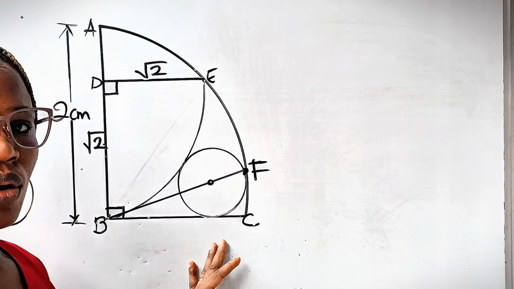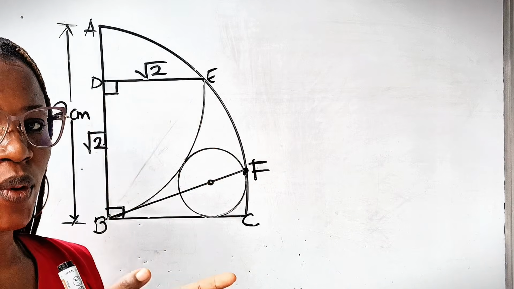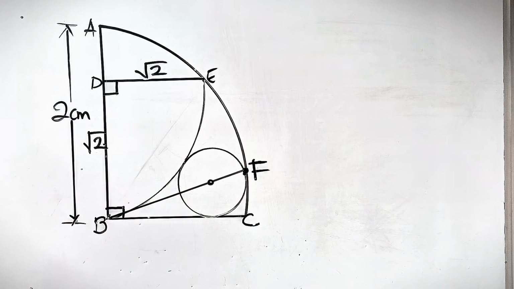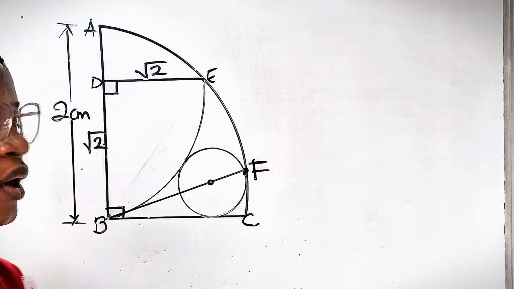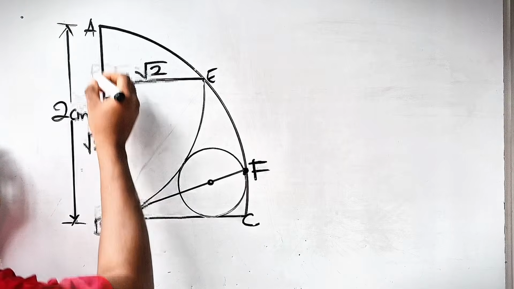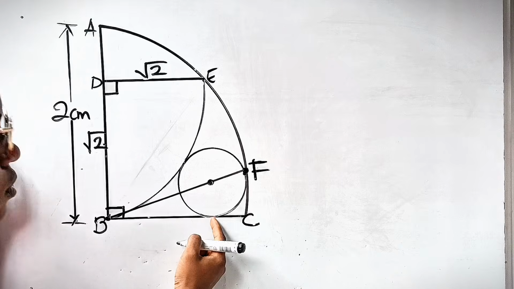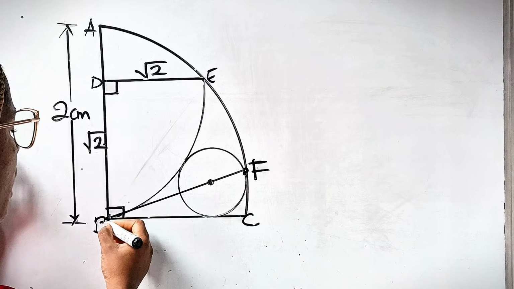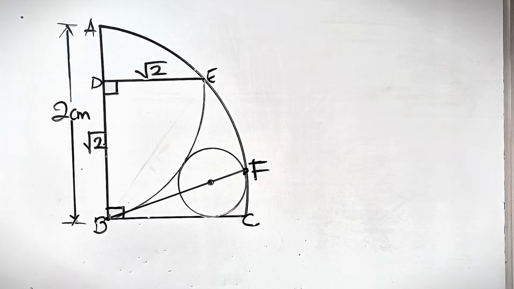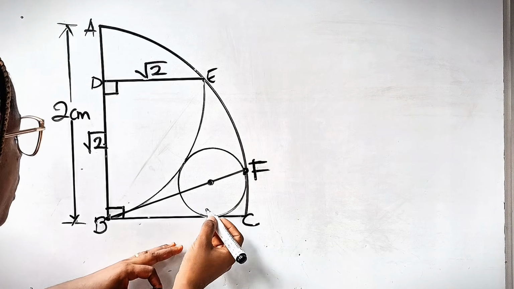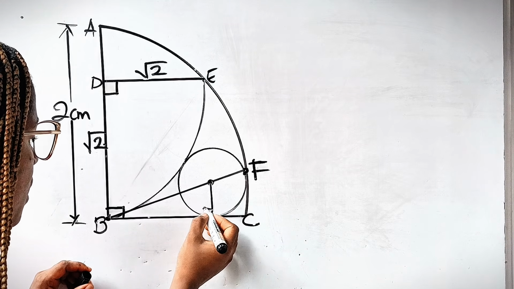Now, I want us to recall this theorem that states that when two circles touch each other, their point of contact and their centers are on a straight line. Now this is the center of the bigger quadrant ABC. This is the center of the smaller circle, and this is their point of contact. So they are supposed to be on a straight line with regards to that theorem. All right, so let's drop a perpendicular, and this is going to give us 90 degrees.